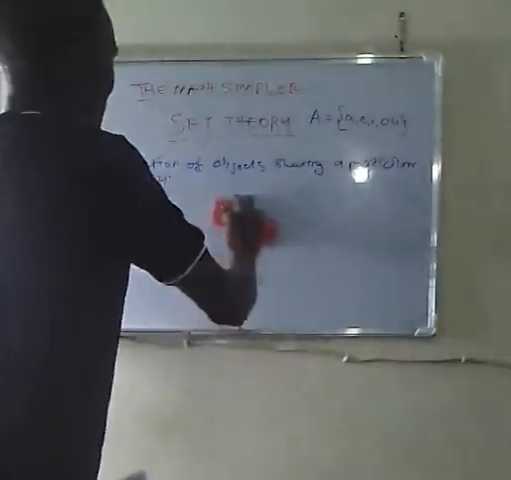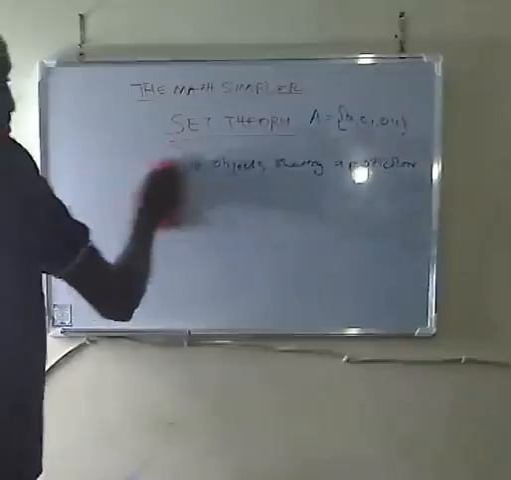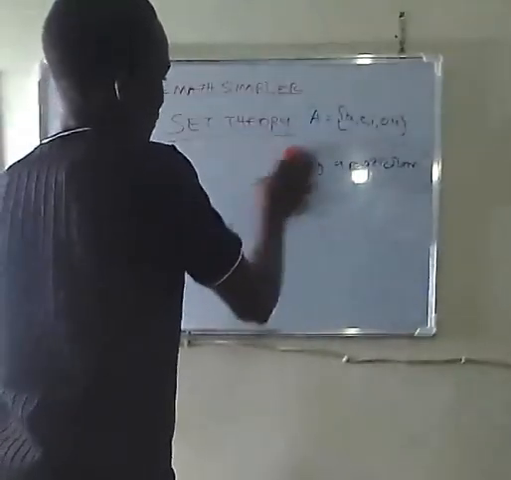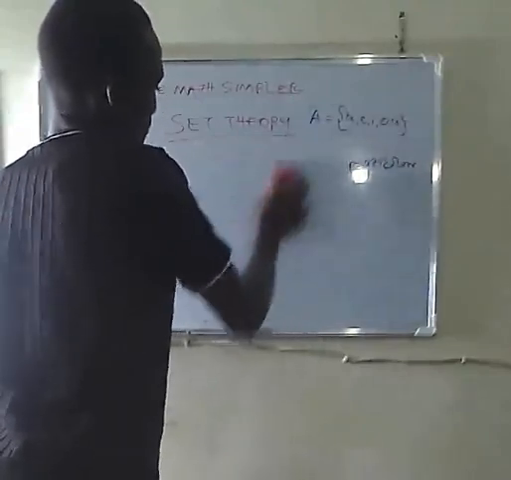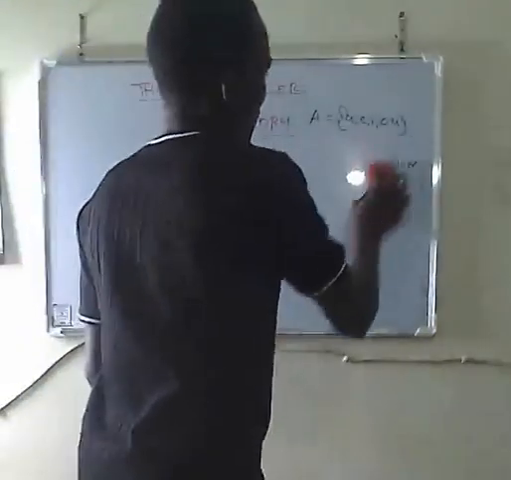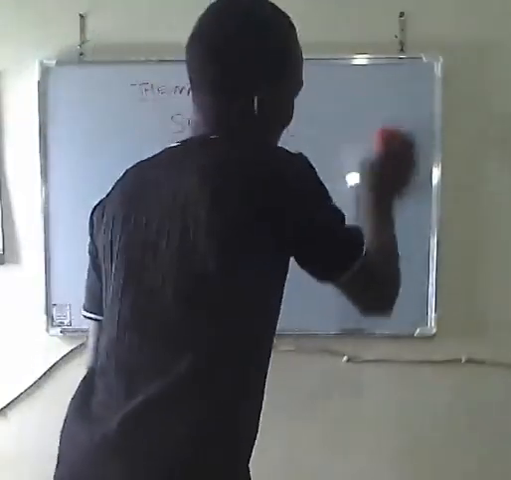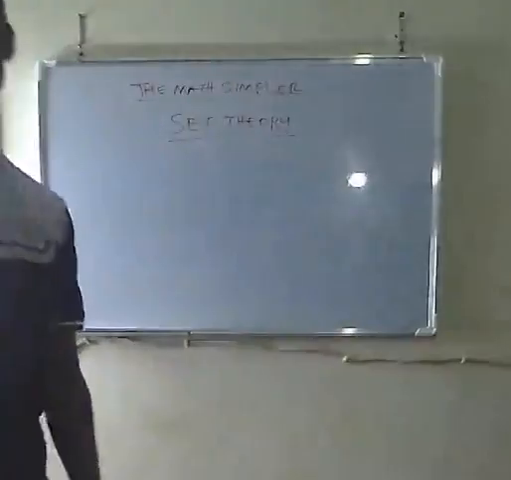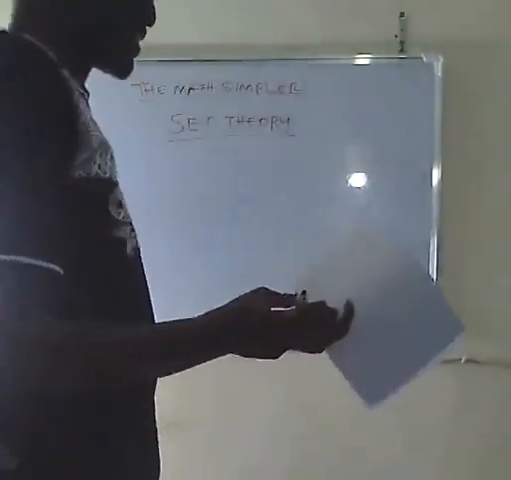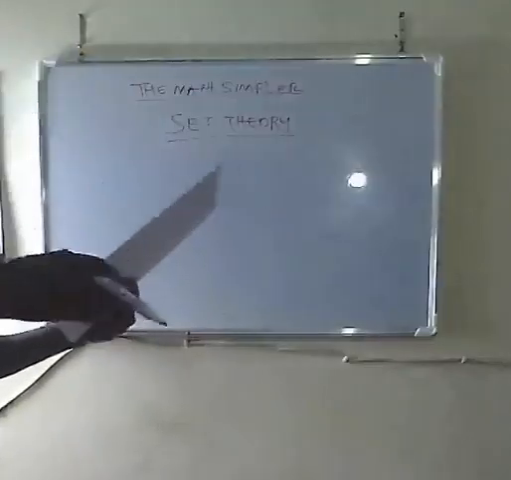You have to know a set is a collection of objects sharing a particular property, and the set itself should be well defined, and it should be distinct also. So a set is a collection of objects with a particular property, which are well defined and distinct.